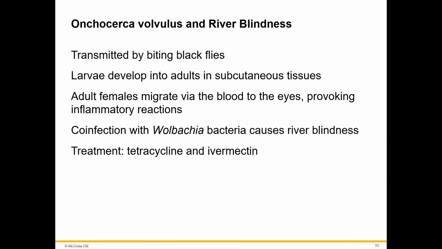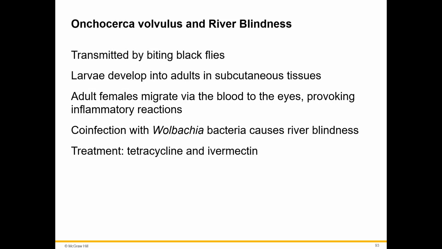But oh well. Onto Onchocerca volvulus. This causes river blindness. How is this transmitted? Through the vector of the black fly, particularly the biting black fly. Basically these larvae, once they're in the human, develop into the adult form in your subcutaneous tissue layers, okay? And adult females migrate from the blood up into the eyes.